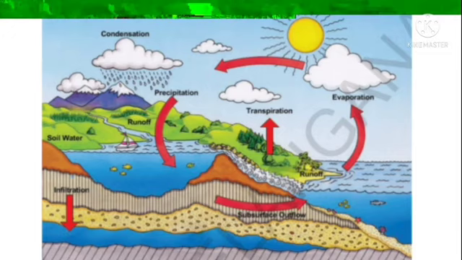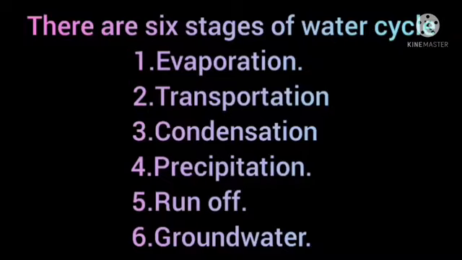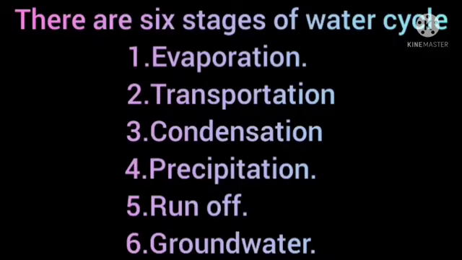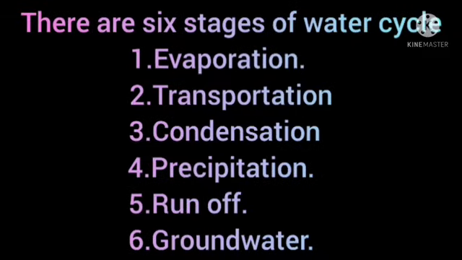The hydrological cycle sometimes is expressed mathematically as Rf is equal to Ro plus Et, where Rf means rainfall, includes all types of precipitation, Ro means runoff, Et means evapotranspiration. There are 6 stages of water cycle: evaporation, transportation, condensation, precipitation, runoff, groundwater.